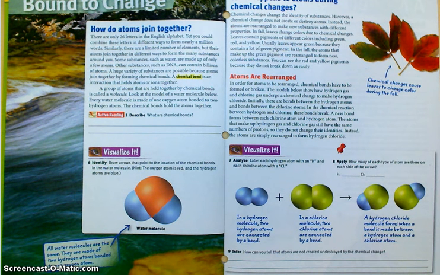Okay, look at the model of a water molecule below. Every water molecule is made of one oxygen atom bonded to two hydrogen atoms. The chemical bonds hold the atoms together. Okay, I'm not going to answer number 5 for you because the definition for chemical bond is in the paragraph above.